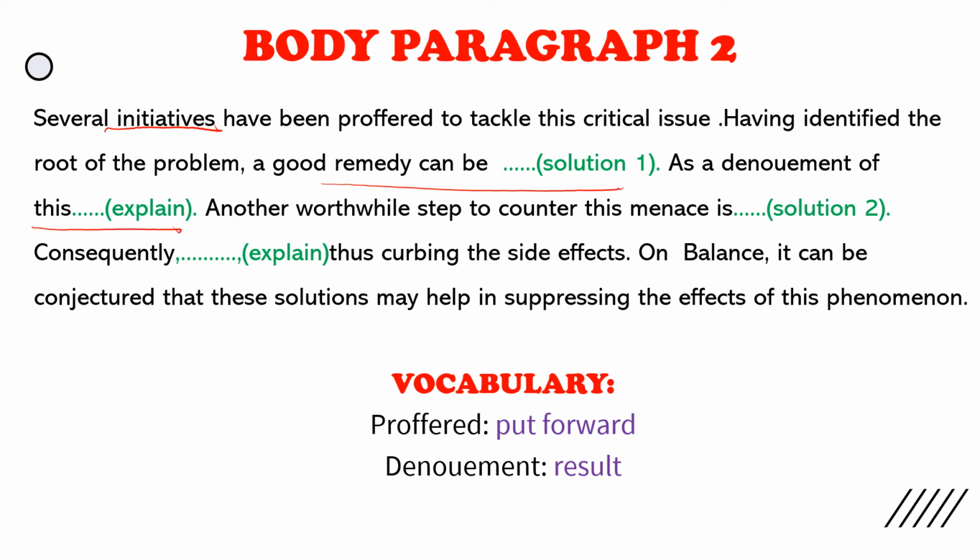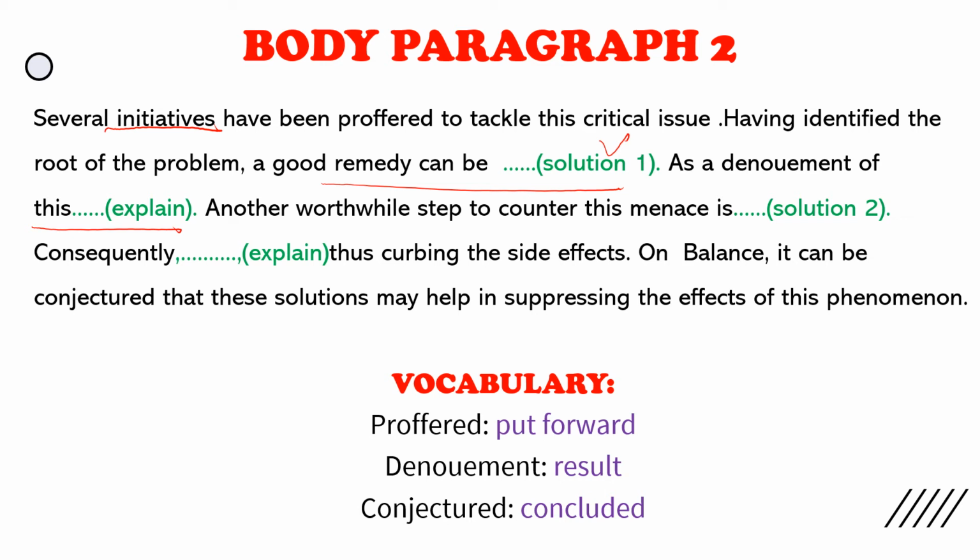The solution and the result, the explanation, will relate to each other, and this solution must be related to the problem 1 of your body paragraph 1. So your solution should directly relate to the problem that you have mentioned in body paragraph 1. After giving solution 1 and explaining it, go for the second solution. Another worthwhile step to counter this menace is your solution 2. Consequently, explain: thus curbing the side effects. So consequently, that will help to curb the side effects.